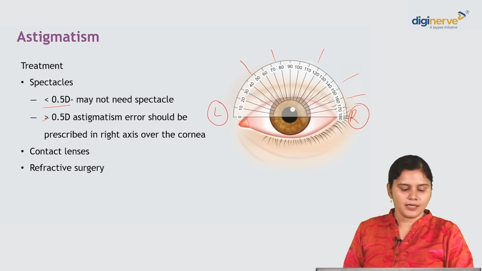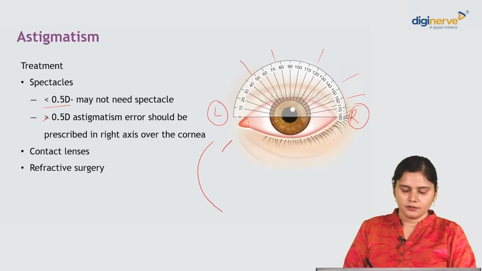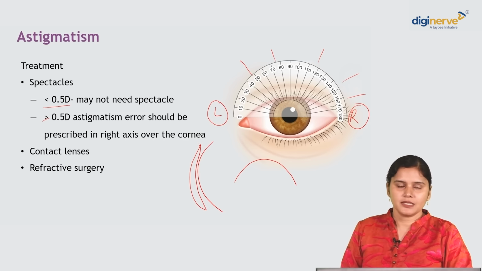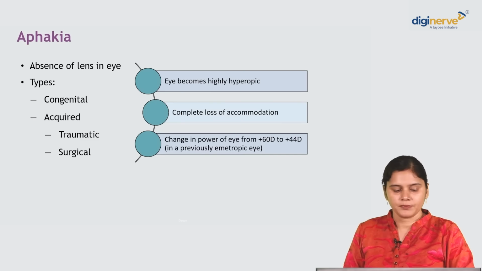Contact lenses, when placed over an irregular cornea, where the corneal curvature is such in the vertical meridian but in the horizontal it is like this, automatically correct some of the astigmatism that is present. Refractive surgery can also be done for astigmatism.